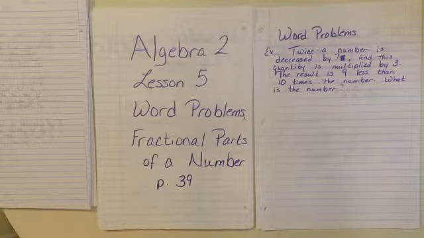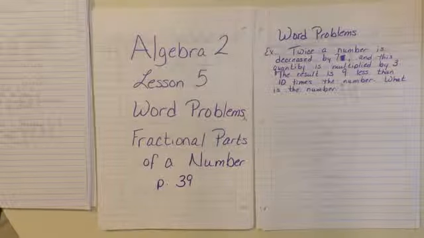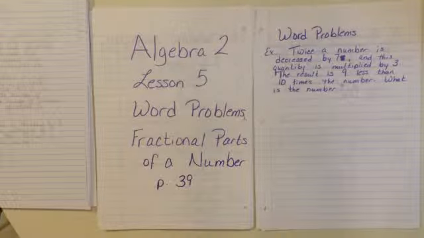Alright, here's an example. Twice a number is decreased by 7, and this quantity is multiplied by 3. The result is 9 less than 10 times the number. What is the number? Don't you love these problems? Alright, so we've got a number. I'm going to call it n.